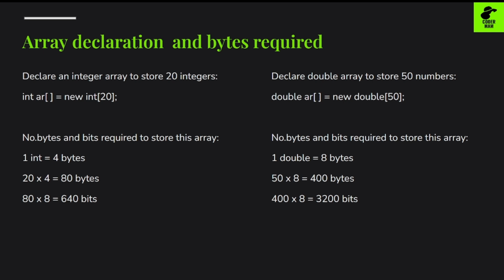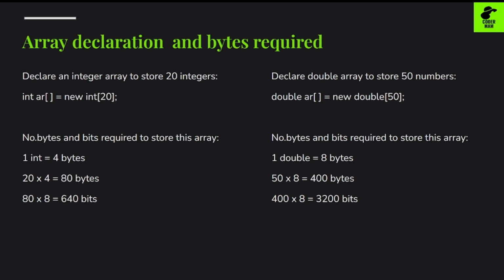So now let us see how many bytes are required to store this array. One integer value takes 4 bytes. So here how many elements we are storing? 20 elements. So total how many bytes are required to store this array? 20 into 4, 80 bytes. Then 1 byte equal to 8 bits. So total how many bits are required to store this array? 80 into 8, 640 bits.